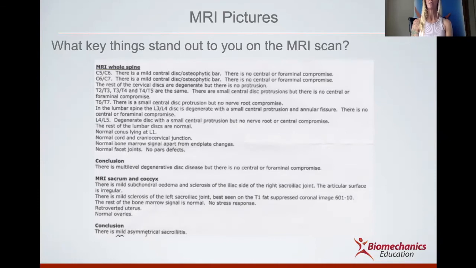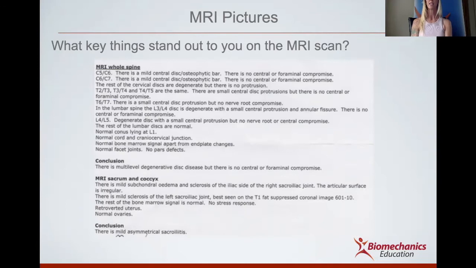And in the lumbar spine, L3-4, the disc is degenerate with a small central protrusion and an annular fissure. Did you get annular fissure? A fissure is a crack of the annulus. So that's probably a risk. It's something waiting to happen, but there's no central or foraminal compromise. But there's obviously some pressure on that area of the disc that's noted with this fissure. So in terms of our movement prescription, we might want to be getting the pelvis and the shoulders moving well to take pressure off the spine there.